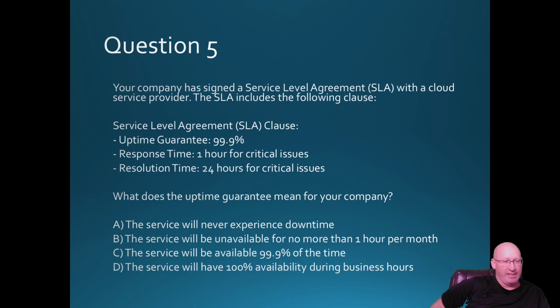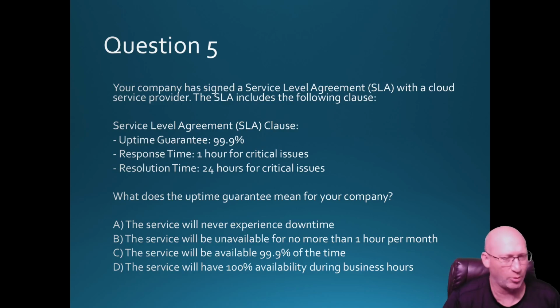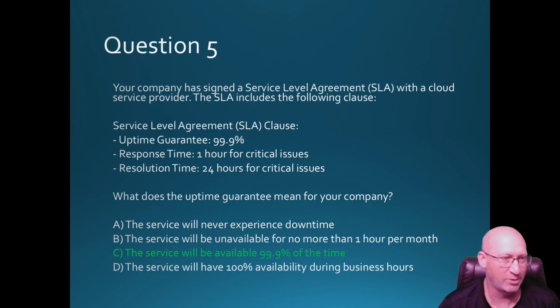And that leaves C and D, right? C, the service will be available 99.9% of the time, or D, the service will have 100% availability during business hours. It's going to be C, right? The service will be available 99.9% of the time. It literally says that for uptime guarantee. I feel like this is kind of a simple question if you know how to read it. Kind of an easy question day to me, but that's okay.